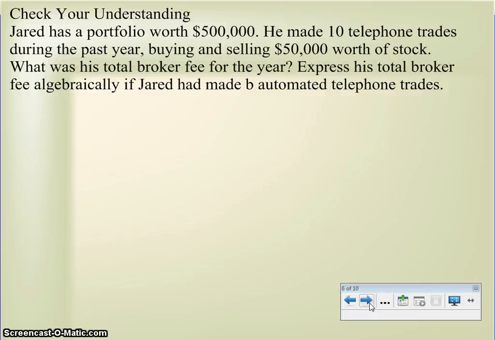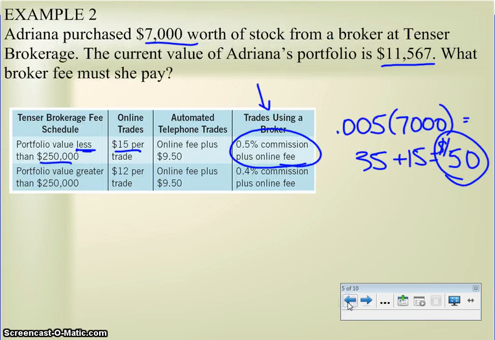Okay, Jared has a portfolio worth $500,000. He made 10 telephone trades during the past year, and he was buying and selling $50,000 worth of stock. What was the total broker fee for the year? Express the fee algebraically. So let's go back first and take a look.